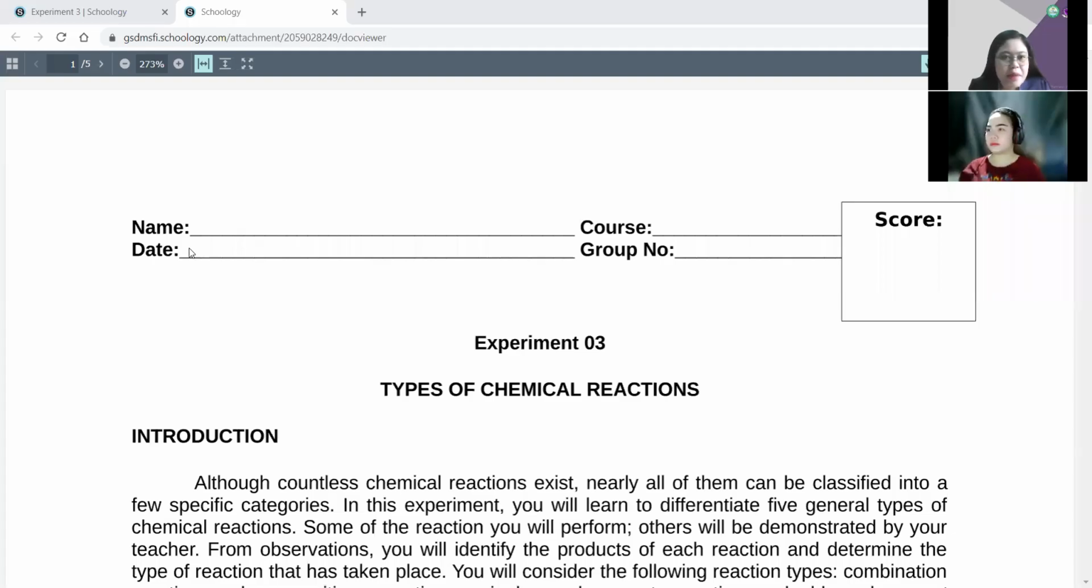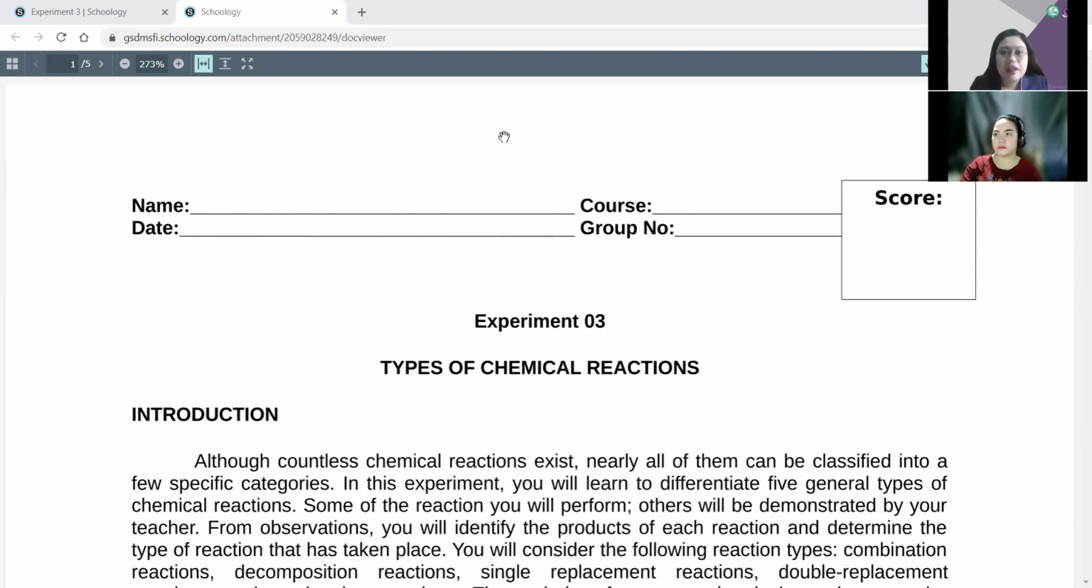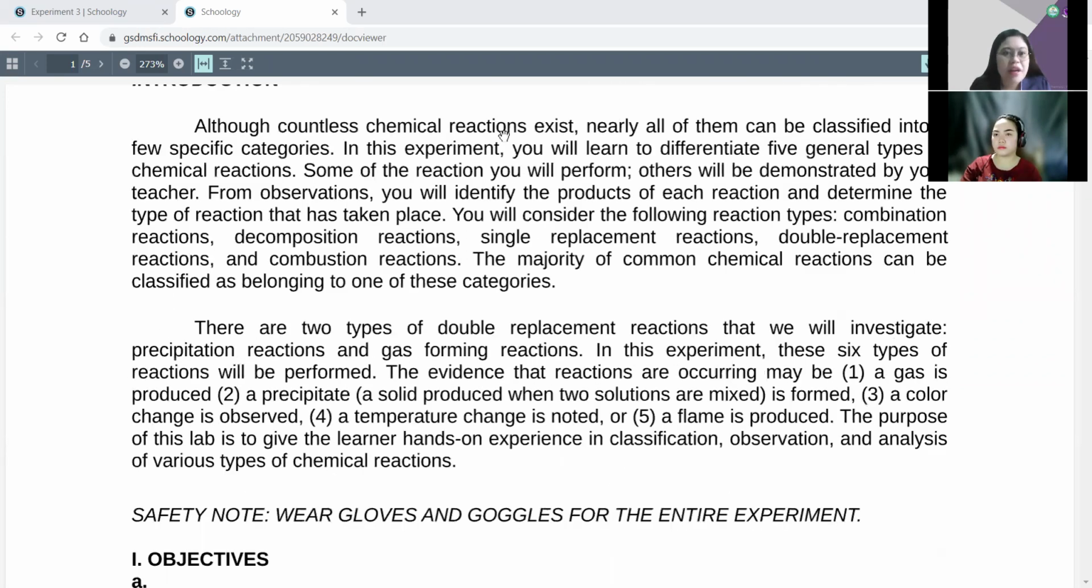Okay, so this is experiment number 3. We have here types of chemical reactions. Though in your midterms, we also had an activity for this, it was more of practicing how to predict products of chemical reactions and then balancing. Actually, this is almost the same. However, this will be a procedure in the laboratory about the different types of chemical reactions.